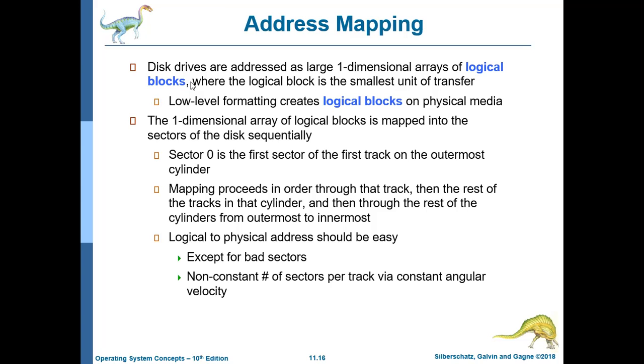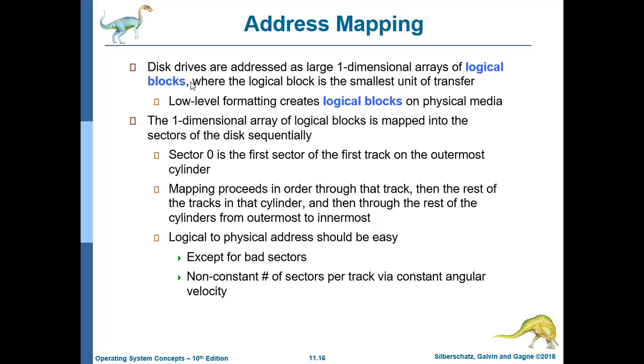Next we have address mapping. These drives are addressed as large one-dimensional arrays of logical blocks, where the logical block is the smallest unit of transfer. Low-level formatting creates logical blocks on physical media. The one-dimensional array of logical blocks is mapped into the sectors of the disk sequentially. Sector 0 is the first sector of the first track on the outermost cylinder. Then mapping proceeds in order through that track, then the rest of the tracks in that cylinder, and then through the rest of the cylinders from outermost to innermost.